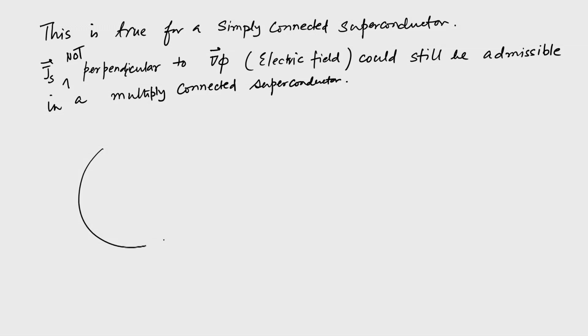In order to justify that and get a connection with flux quantization, we will define what a multiply connected superconductor is. So, if this superconducting specimen is a superconductor everywhere, there is no hole, there is nothing. So, this is called a simply connected superconductor.